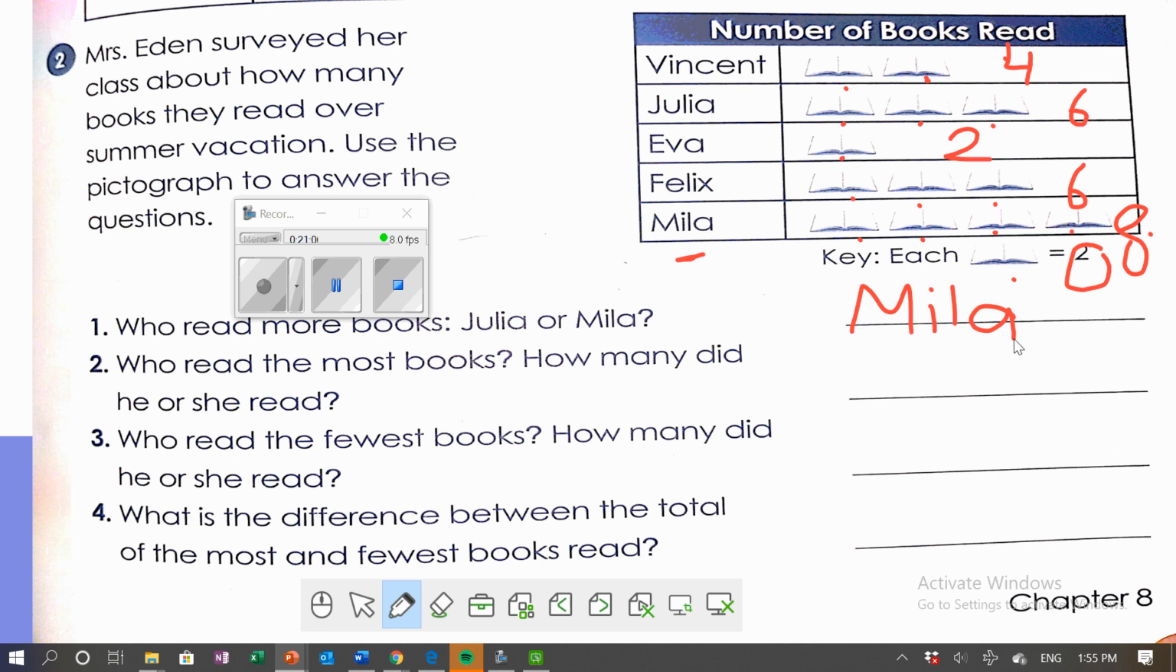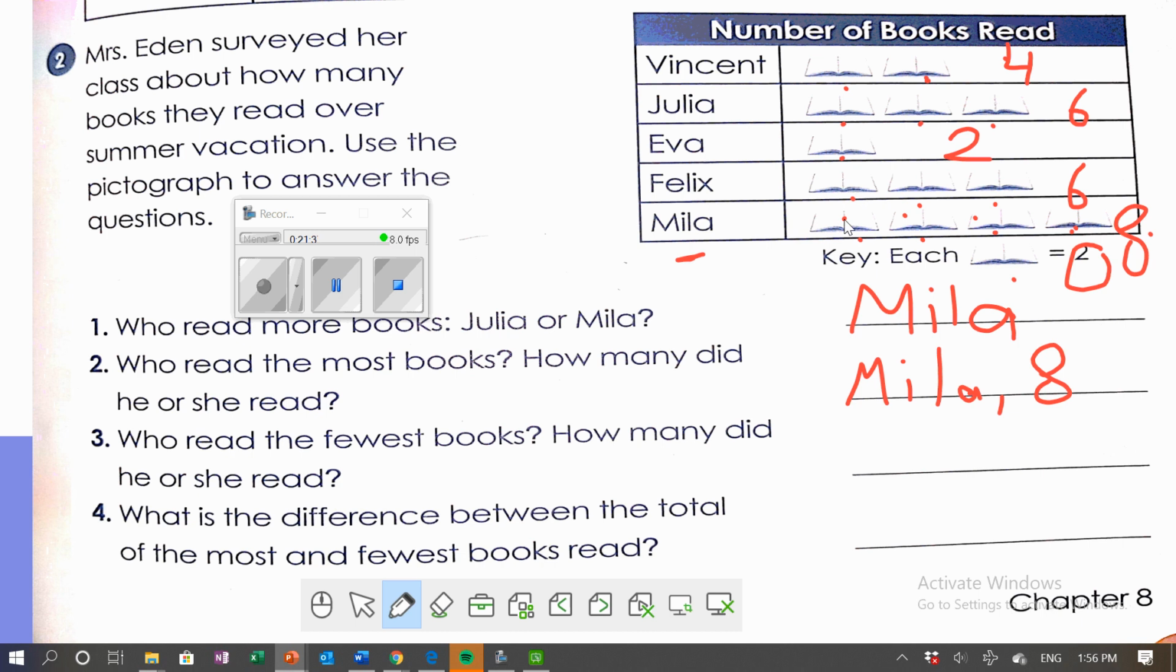Who read the most books and how many did he or she read? Who has the most books? It's Mela. And how many books did she read? It's 8 books. I know there are pictures here, but it's not about the pictures, it's about the key. Each picture means 2 books.